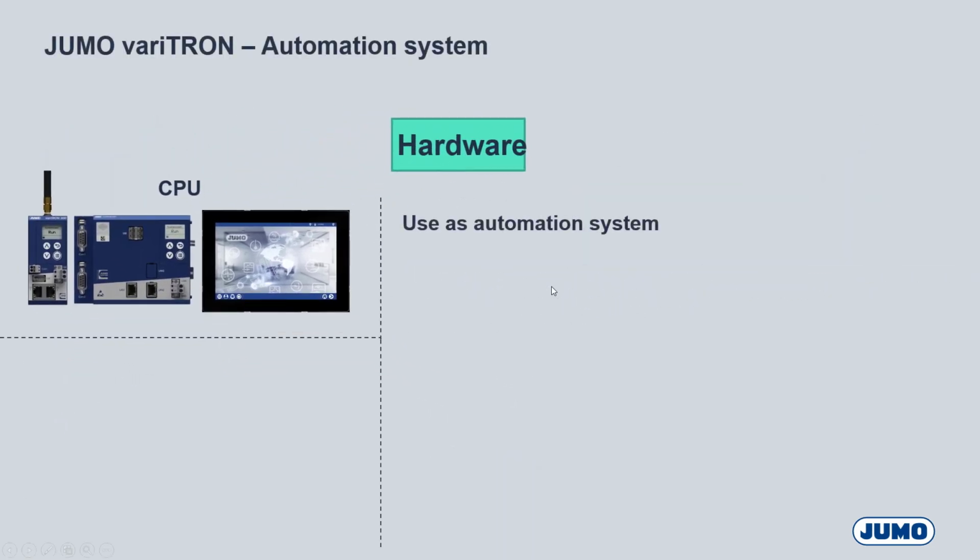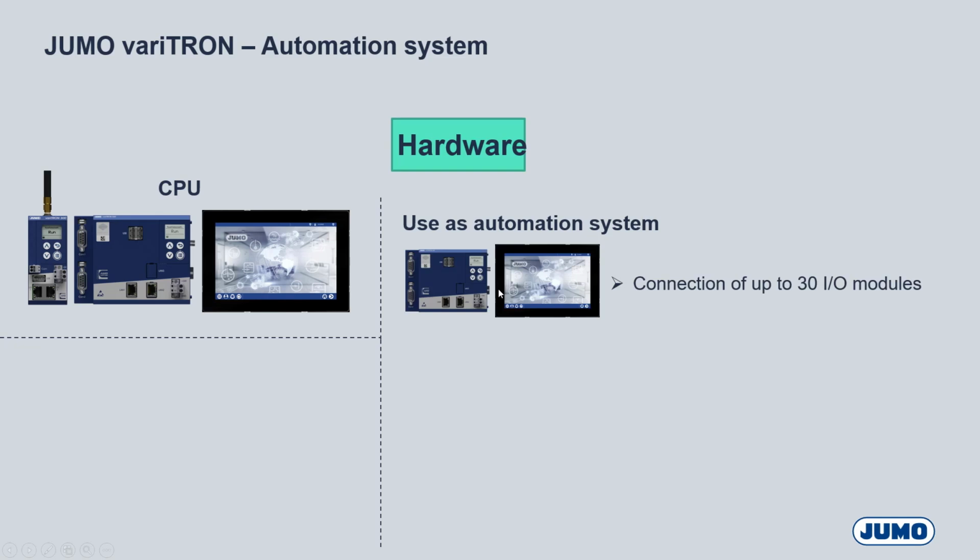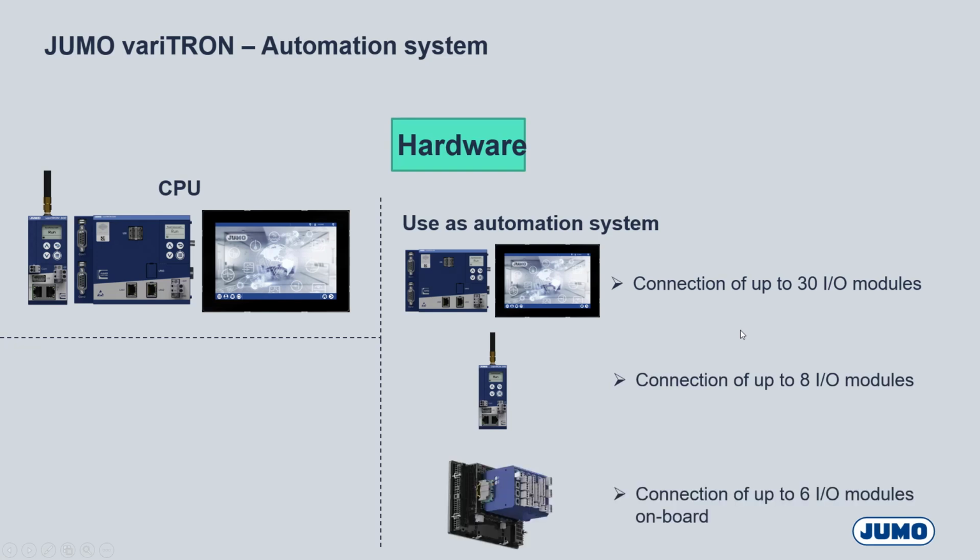Yeah, let's start with the hardware. As an automation system, with variTRON 500 and 500 Touch, we can connect up to 30 I/O modules. With the small variTRON 300, it's possible to connect up to 8 I/O modules. And a special thing, especially for retrofits, is the connection of up to 6 I/O modules on board of the variTRON 500 Touch. So we created a possibility to install a DIN rail on the backside of the panel on the CPU.